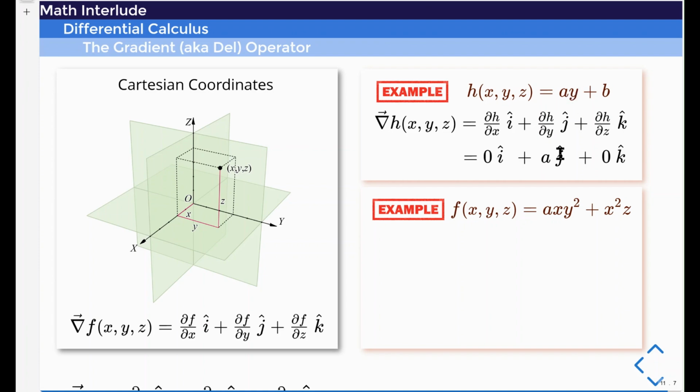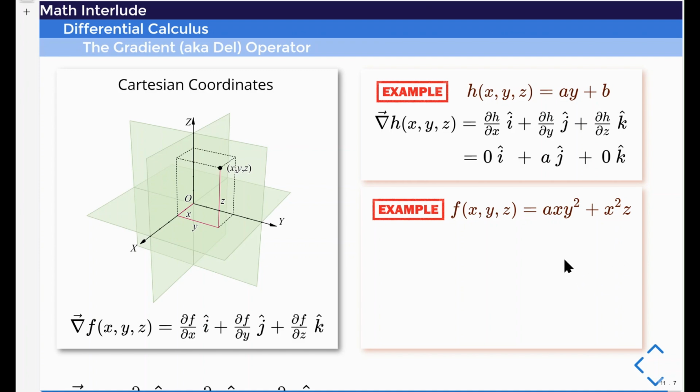So I just get a in the y direction. And then, of course, when I take the derivative with respect to z, because there's no explicit dependence on z, I get 0 in the z direction. So the gradient of this function is only going to be in the y direction. Makes sense, because if you're moving in x or z, you're not going up or down, because it doesn't depend on x and z. If you're moving in y, then you're dropping by a certain amount, and that amount is a for every 1 meter you walk in the y direction.